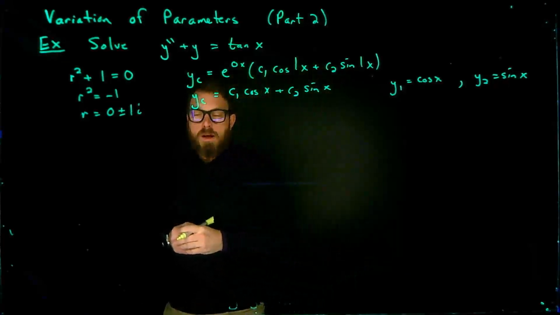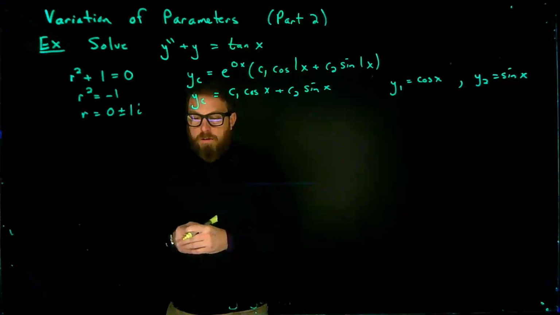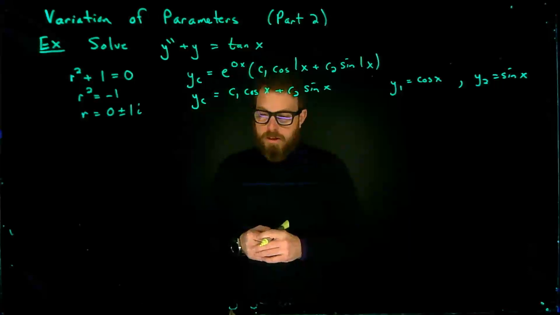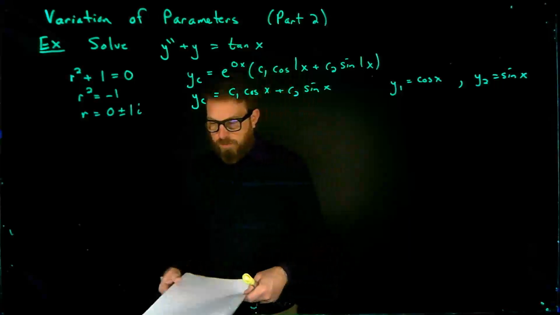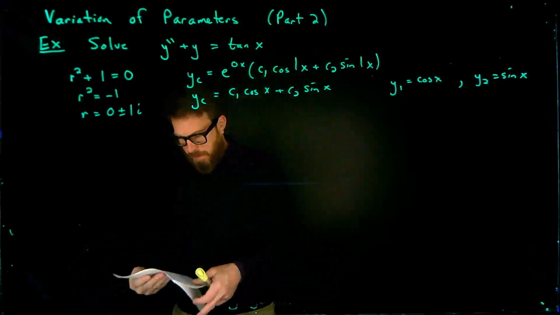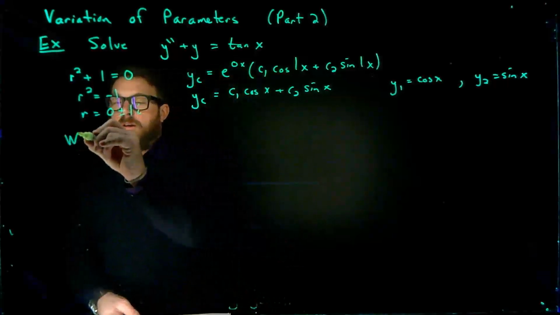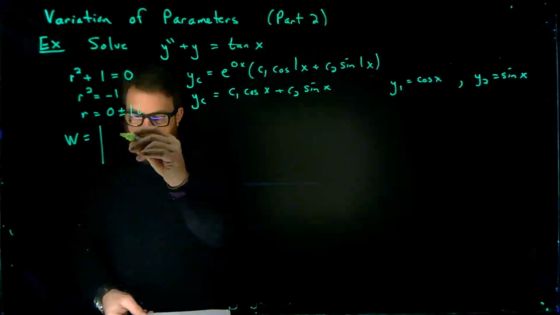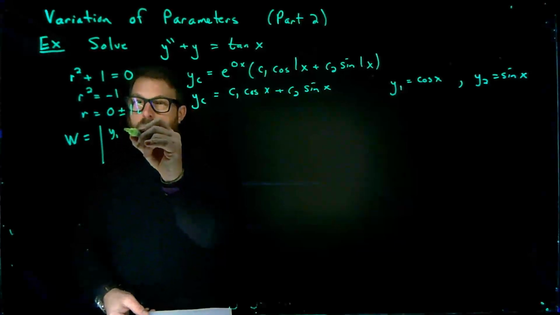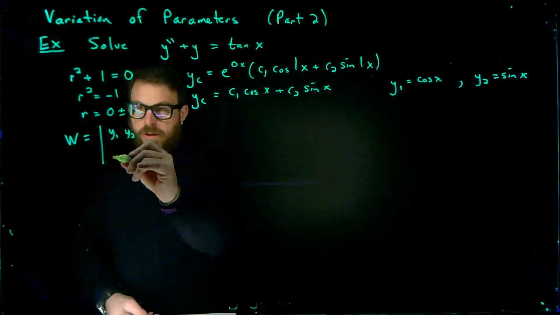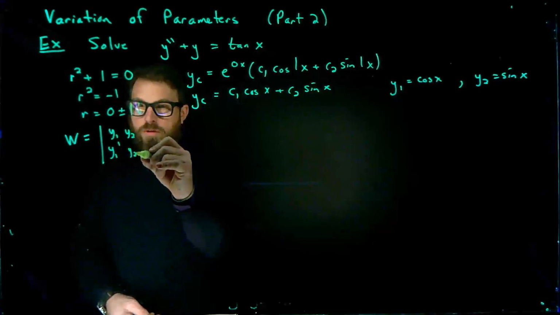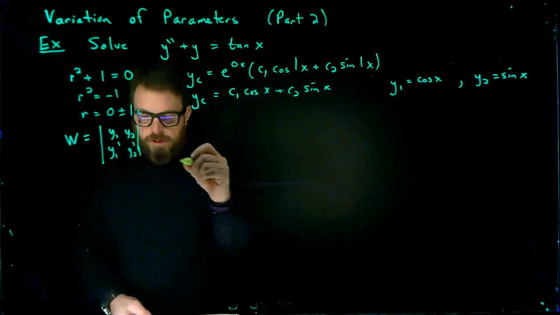Now, when we set up our determinants, we know that w is going to be equal to the determinant of y1, y2, and this is going to be y1 prime, y2 prime. That thing's determinant.